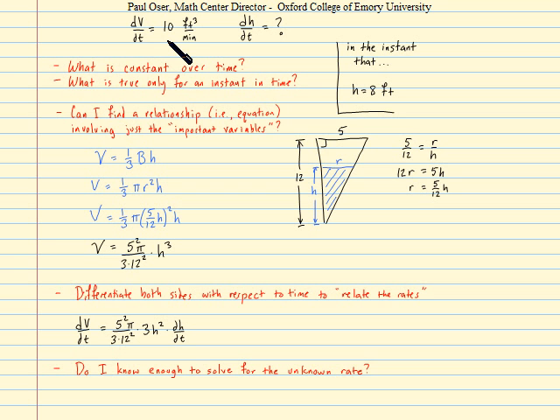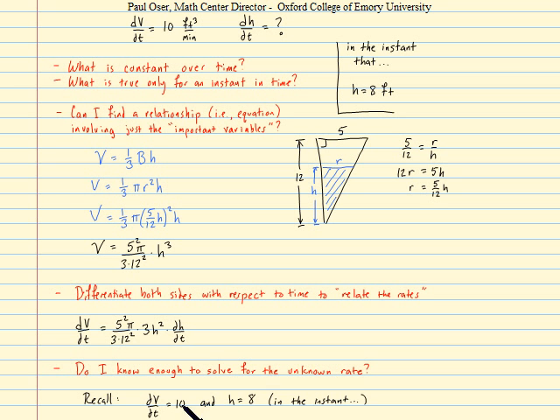Well, dV dt is 10 feet cubed per minute. That's true at all times t. And h, while I don't know it for all times t, I do know it for a given instant. It's 8 feet at the instant I'm interested in. So I'm free to plug those values in here and then solve for dH dt.